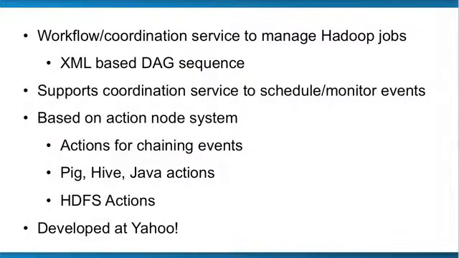Then there's Oozie. Oozie was developed at Yahoo. It's a workflow coordination service for managing Hadoop jobs. Oozie is an XML-based DAG sequence, so a directed acyclic graph of events. And you can have several different action nodes within your Oozie workflow. This includes actions for chaining events, Pig and Hive jobs, Java actions themselves, as well as HDFS actions. So as an example, you might want to move a file, import data, and then run a Hive job on that data. You can use actions to represent all of these events, and the coordination service within Oozie to build that workflow.